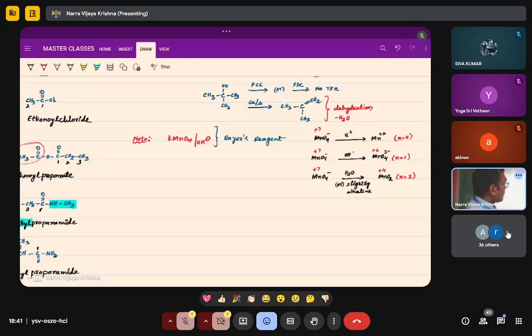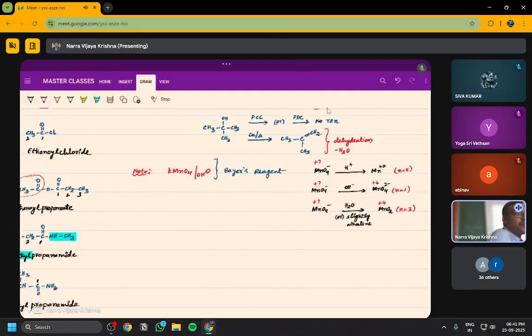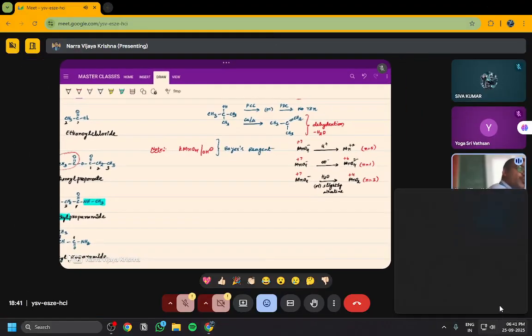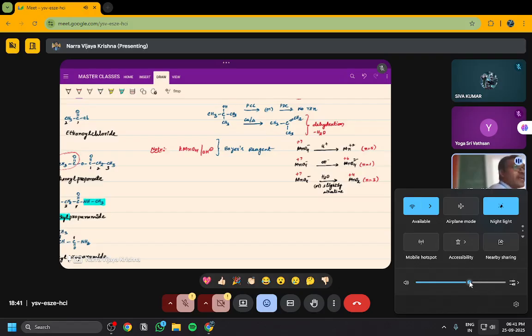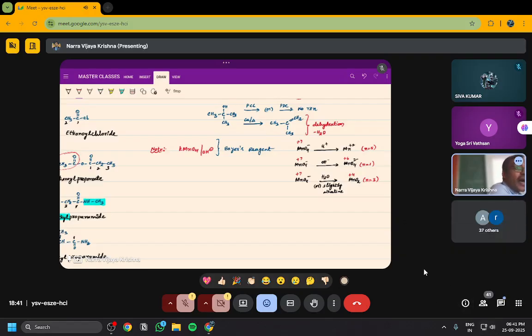KMnO4 acts as a very strong oxidizing agent compared to any medium in neutral medium. Best example: iodides are converted to I2 in every medium, but in neutral medium, iodides are converted to iodates, IO3 minus. Is it clear? I am writing again. In every medium, I minus will convert to I2, if I use KMnO4 in acidic medium or in basic medium. If it is KMnO4 in neutral medium, it will convert to IO3 minus.